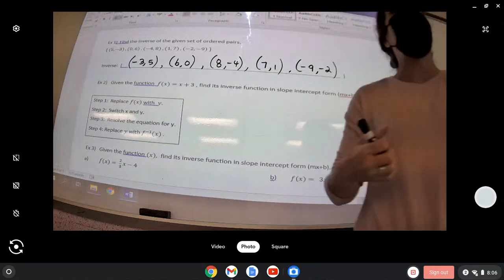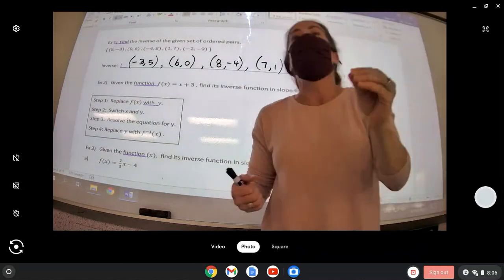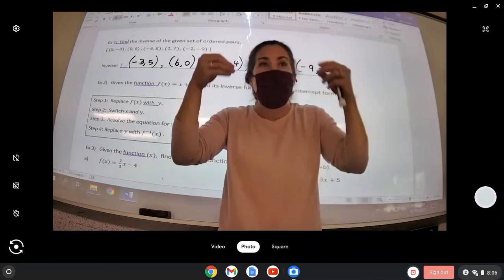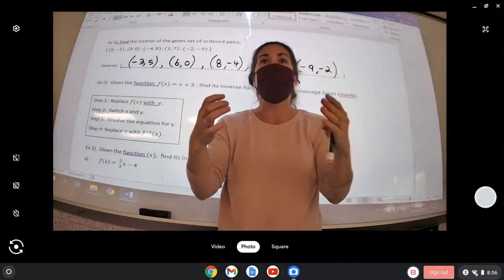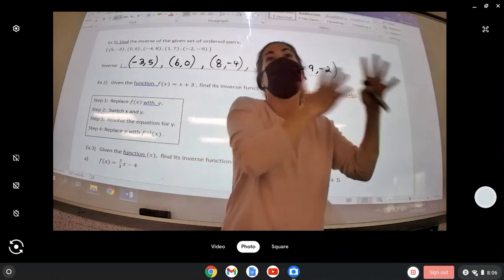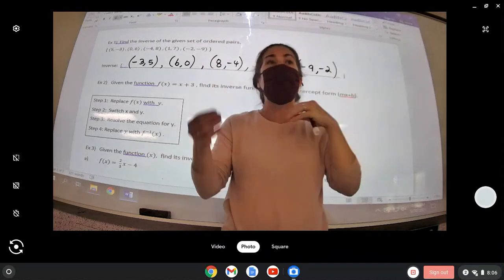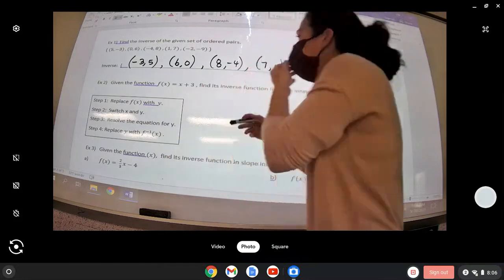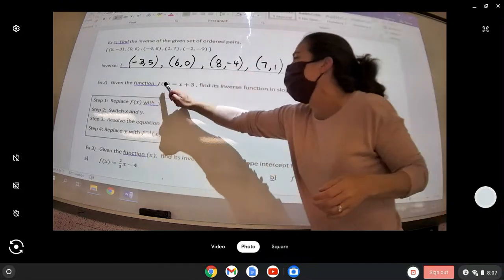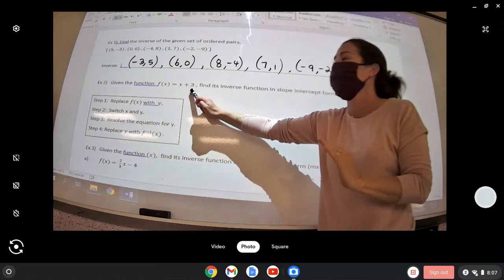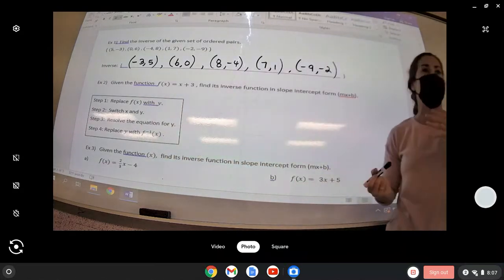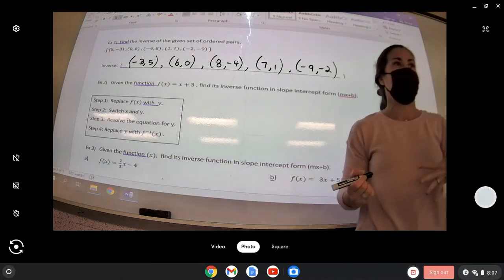What if they give you an actual function and they want you to find the inverse function? What is the mathematical expression that is going to undo what the original function did? If you want to write the equation for an inverse function, how do we do that? All right, let's say you were given the function f of x equals x plus 3. Find its inverse function in slope-intercept form. Guys, it just means they want it in y equals mx plus b form, okay?